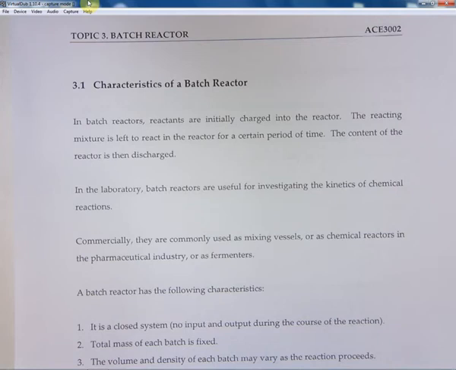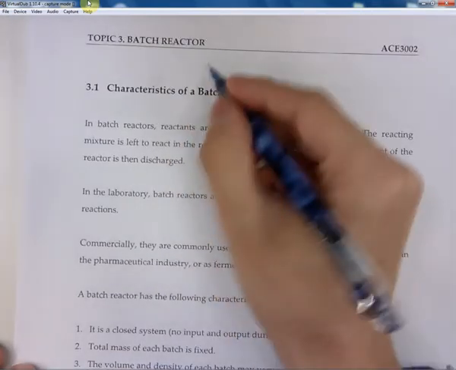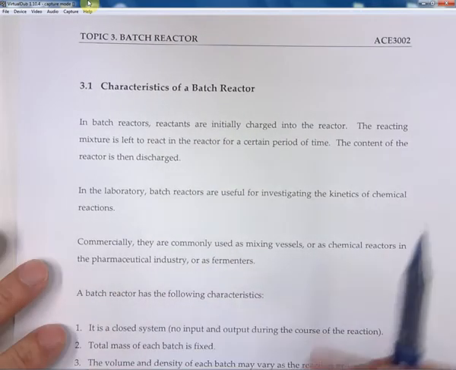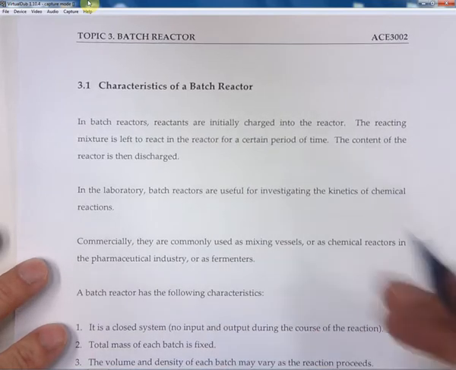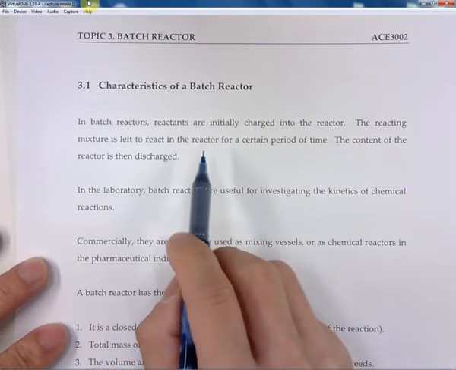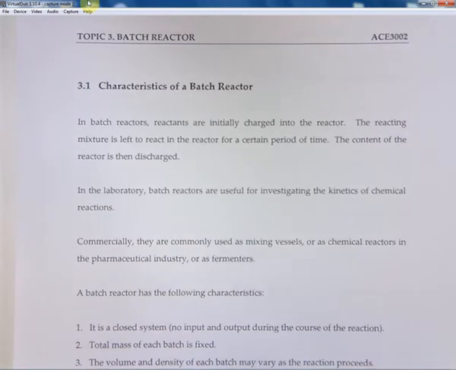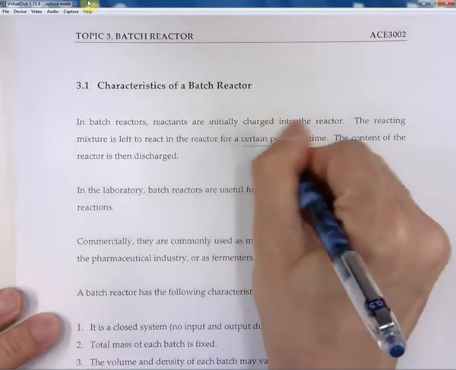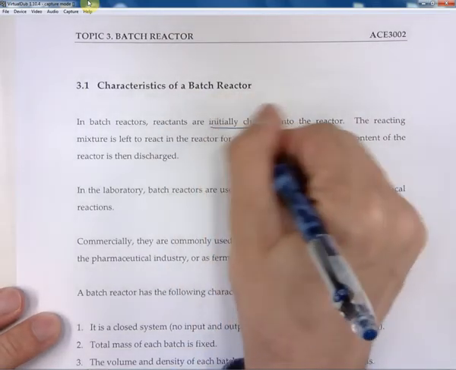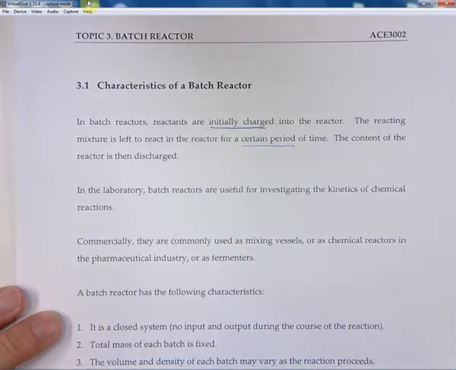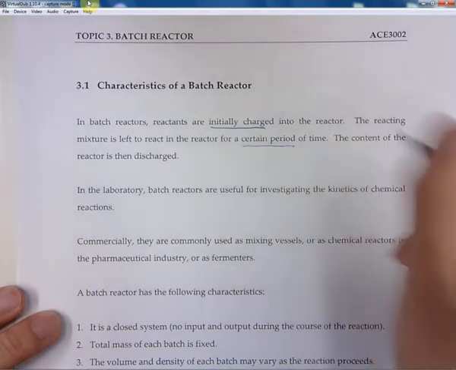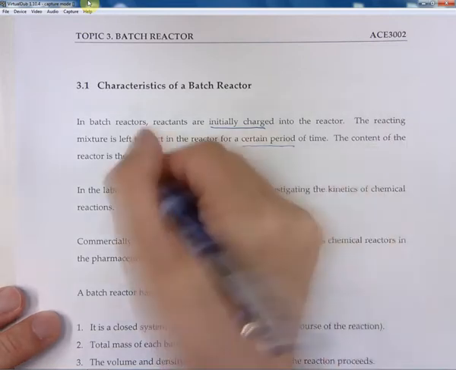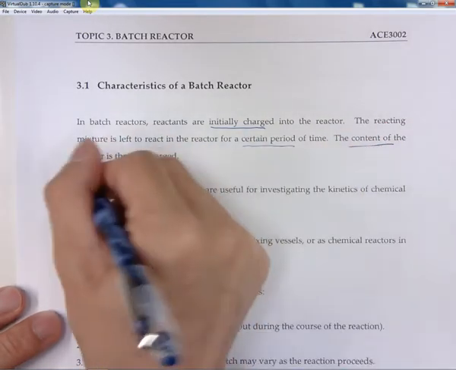Okay, now we'll be beginning with topic 3.1. We'll be talking about the batch reactor. So, characteristic of any type of batch reactor, the reactants are initially charged into a reactor, and the mixture is allowed to react for a certain period of time. So we say that it's initially charged into the reactor and allowed to react for a certain amount of time. After that, the content is discharged.